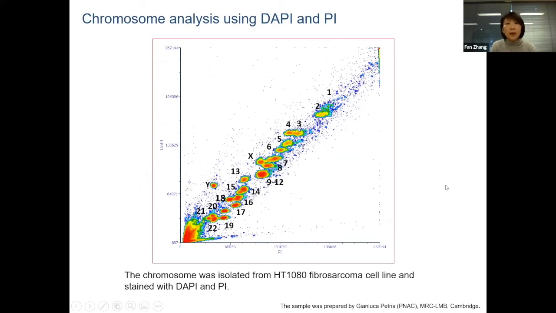Flow cytometry is capable of karyotyping of cells. So chromosomes were isolated and stained with dual DNA binding dyes. The chromosomes can be separated according to DNA size and composition. So we can see these are 23 copies of DNA, containing a Y chromosome. This is a human male cell line.